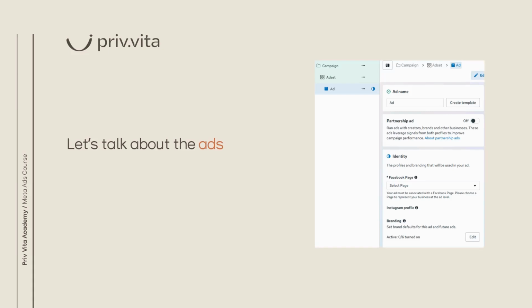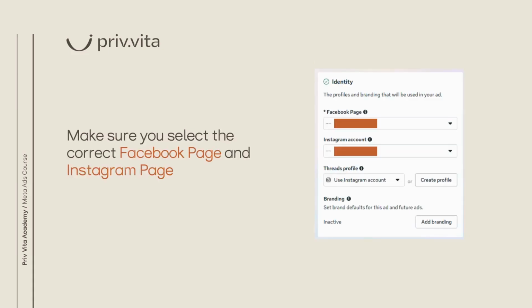Now let's talk about the ads. Firstly, make sure you select the correct Facebook page and Instagram page. In a fresh setup, it's hard to miss this, but recently when duplicating ads, Facebook sometimes reset the page selection. So especially when duplicating ads, double check this section, please.